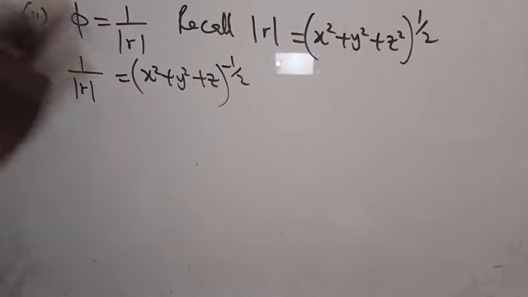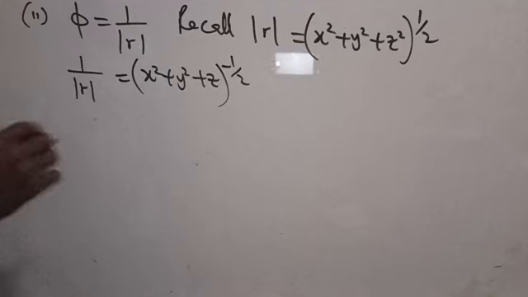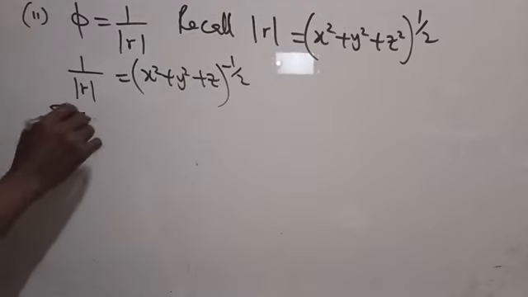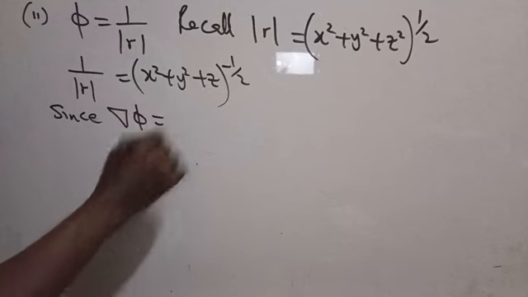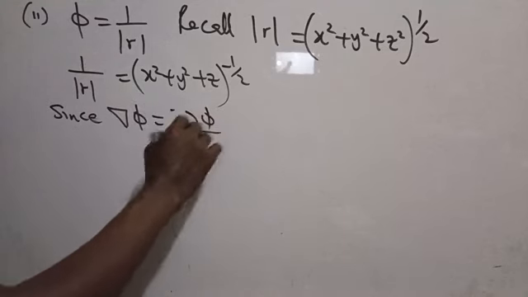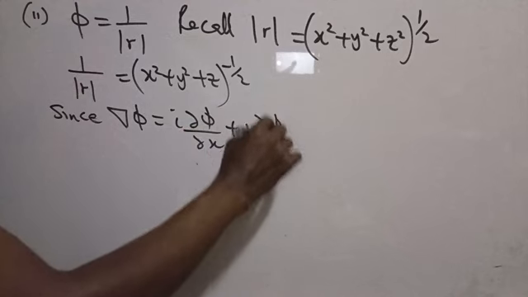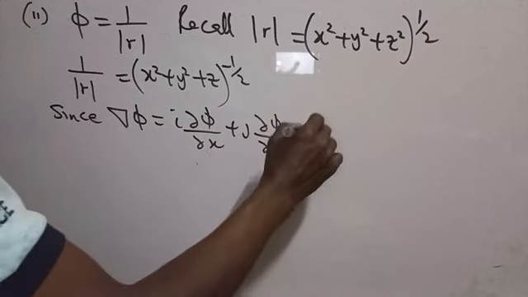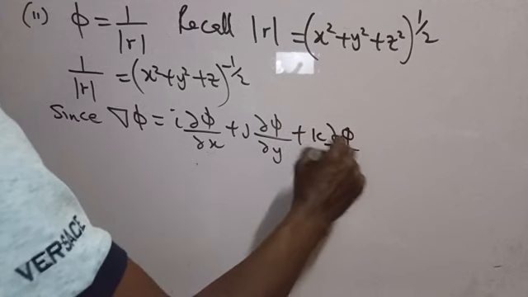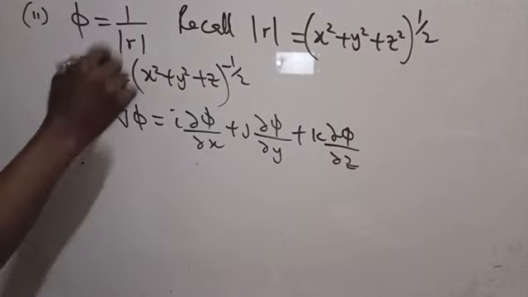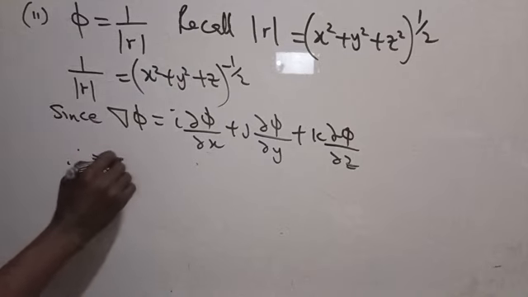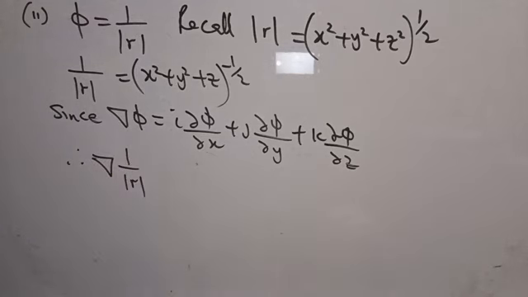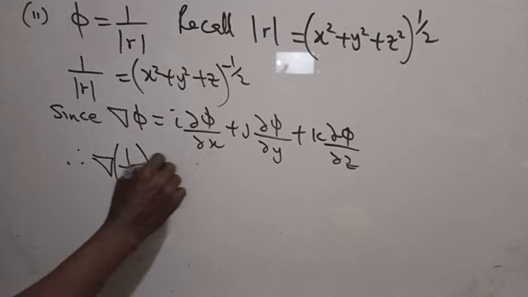That's negative 1 over. All right, good. Now, since grad phi is equal to what? i ∂phi/∂x plus j ∂phi/∂y plus k ∂phi/∂z. Therefore, the grad of 1 all over, you can put in brackets, modulus of r will now be what?